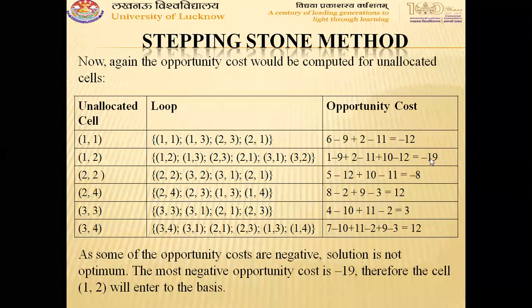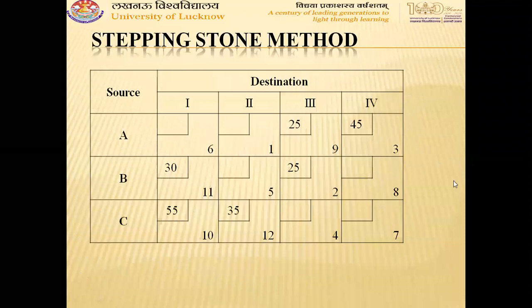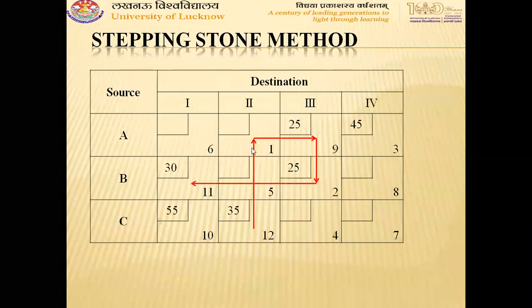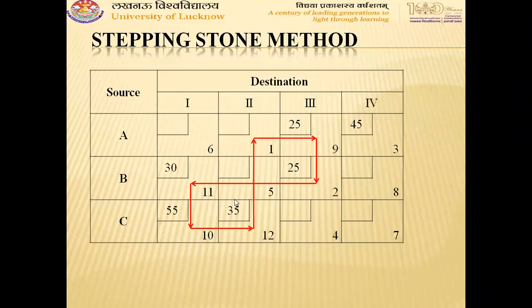So we select the most negative opportunity cost, which is 90. So cell 1 comma 2 will enter to the basis. Now we shift maximum possible unit according to the loop of cell 1 comma 2, that is according to this loop. Now again here we add some quantity, then subtract, that is with minus sign, then add, then subtract, that is with minus sign, then add and then subtract.